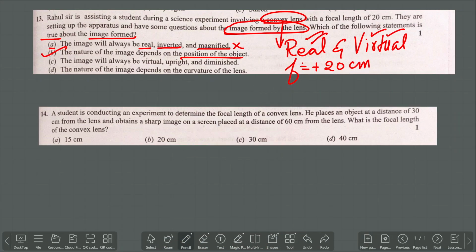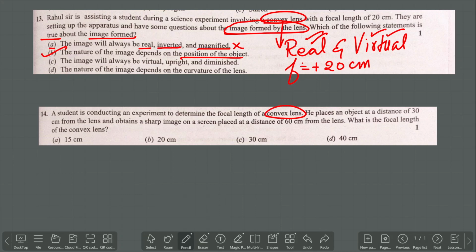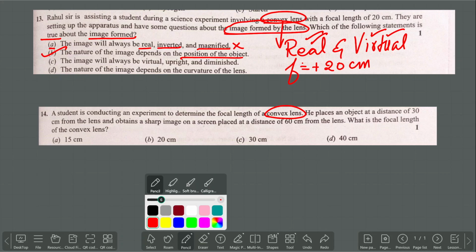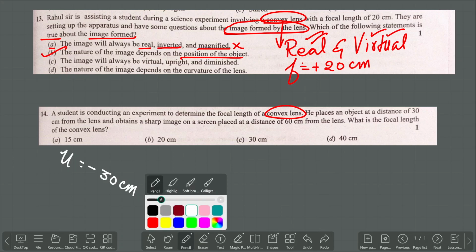So the next is question number 2. A student is conducting an experiment to determine the focal length of a lens. So what is the nature of the lens he is using over here? Convex. He places an object at a distance of 30 centimeter. So we all know the object distance u is equal to 30 centimeter. Since it is on the left hand side, we need to add it as minus. So u is equal to minus 30 centimeter, and he obtains a sharp image on the screen.